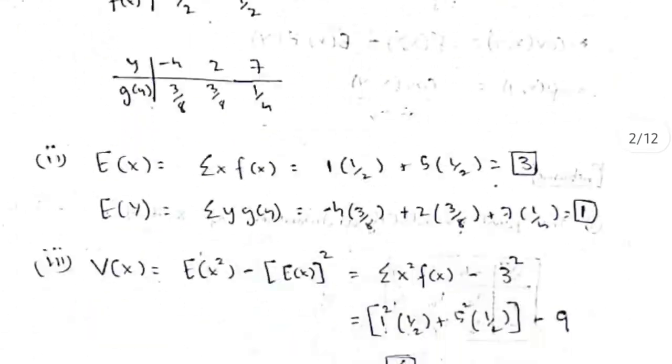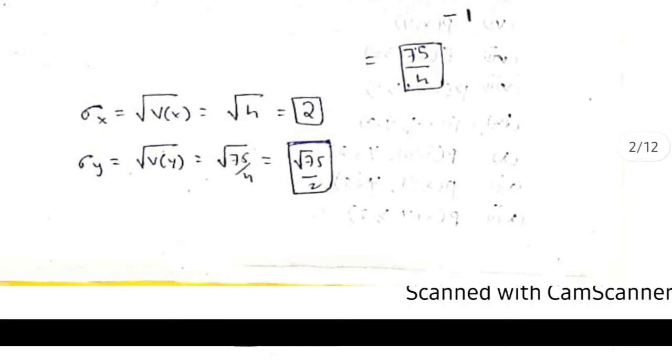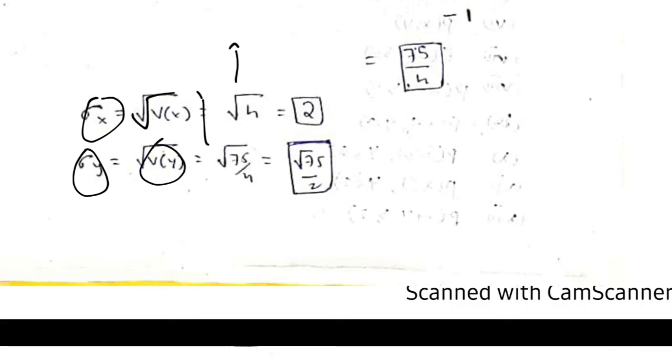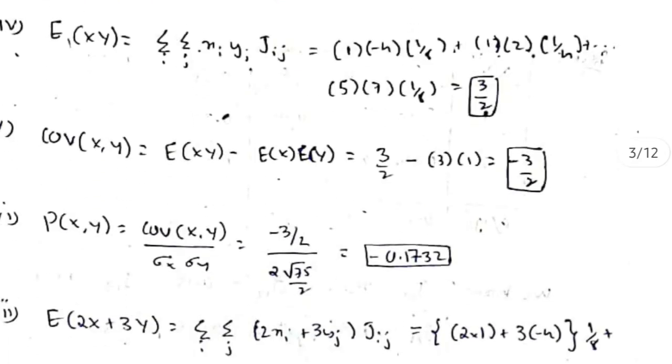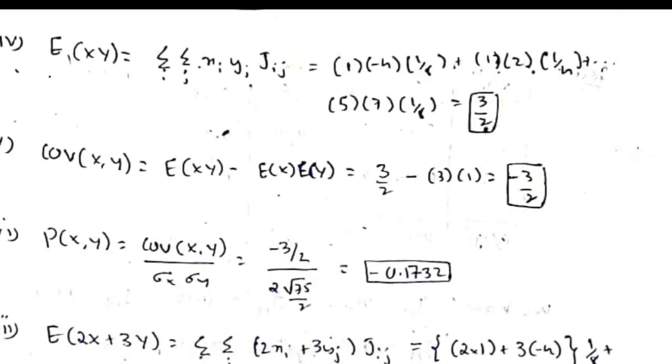Then what's the next question? They had asked us to find out the sigma values, right? Sigma x and sigma y are nothing but the root of the V x value we got here and the root of the V y value which we got here. Okay, that's very easy. The next one is E of xy.